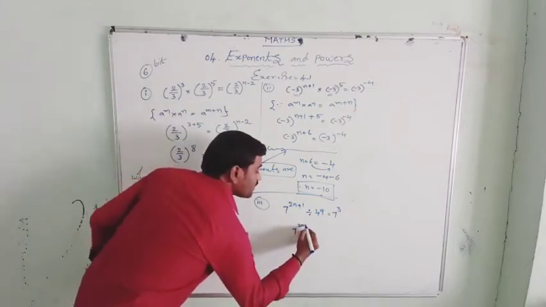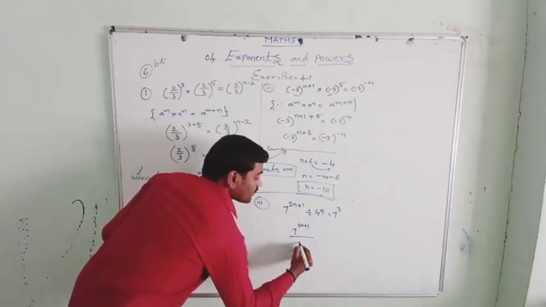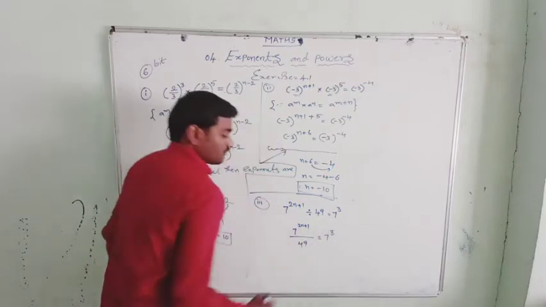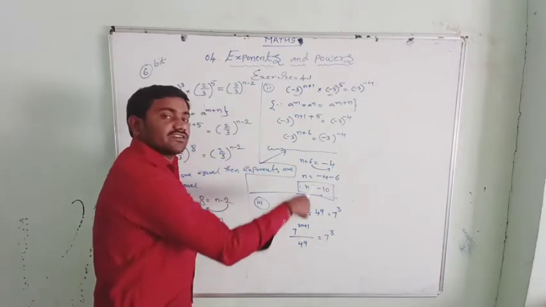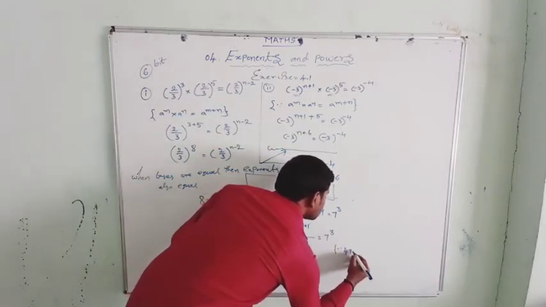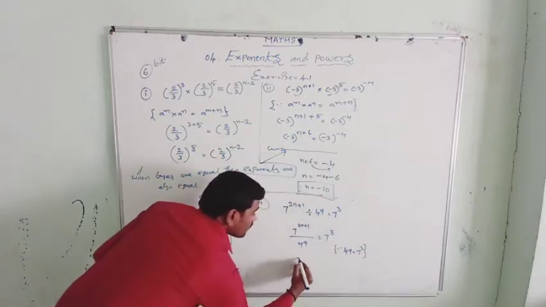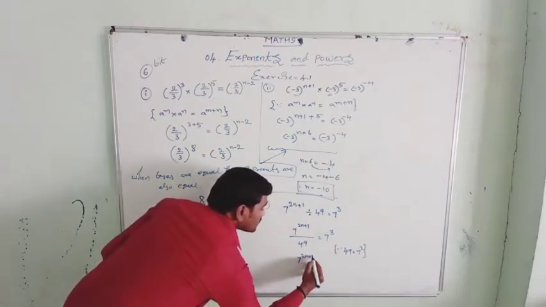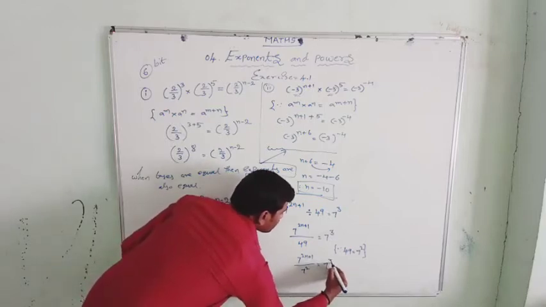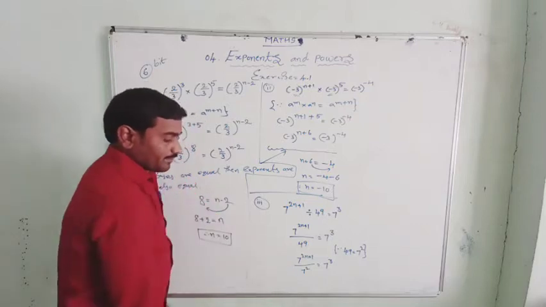7 to the power of 2n plus 1 divided by 49. Okay, 49 we can write as 7 square actually. So here you remember 49 is equal to 7 into 7, that is 7 square. So 7 to the power of 2n plus 1 by 7 square equals 7 to the power of 3. So here again we can use one formula.